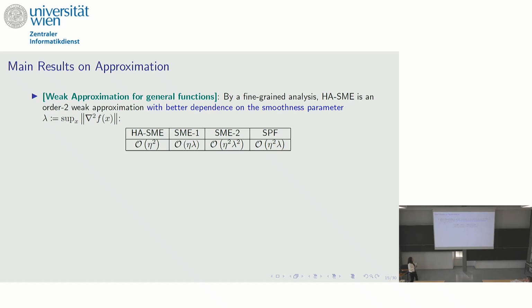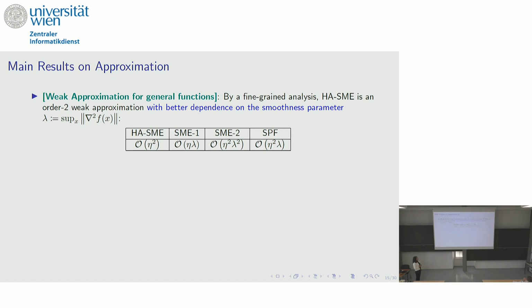But this doesn't really differentiate it from SME2, so we did some more fine-grained analysis and showed that it actually gives you much better dependence on smoothness if you look at the weak approximation error. Here, if I define lambda as the smoothness, the maximum eigenvalue of your Hessian, then you can show that with SME2, it scales quadratically with lambda.